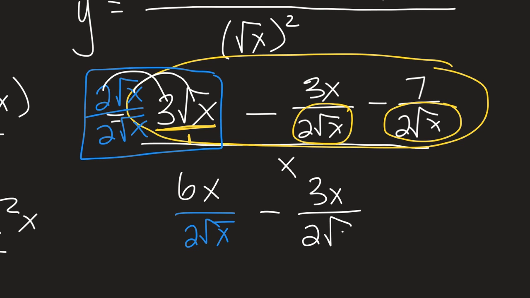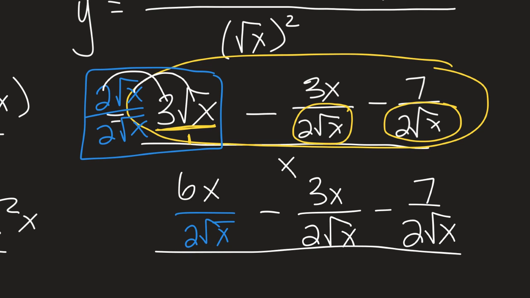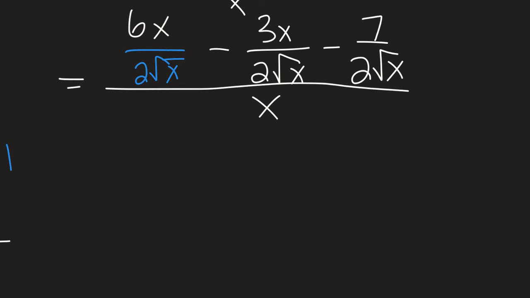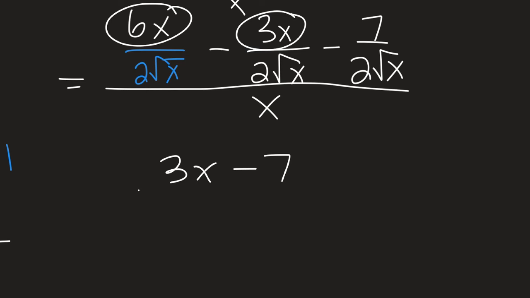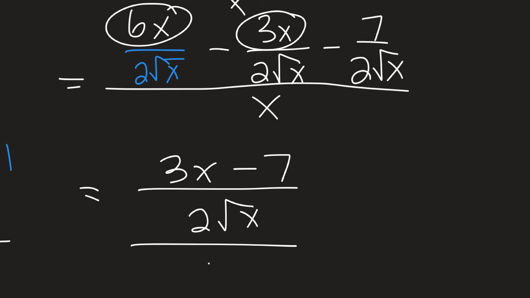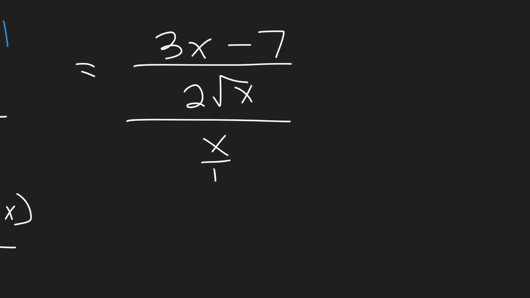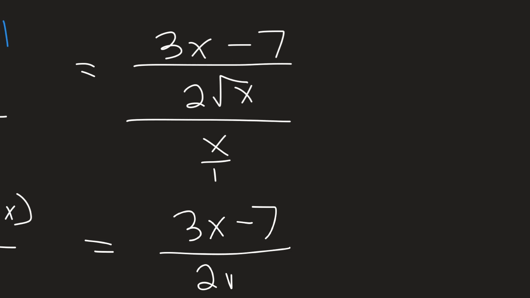Okay, so now I have something that might look more complicated to begin with, but it's actually going to help us out a little bit, because now I can combine all of these fractions on top. So it's 6x minus 3x, that's a 3x, and then minus 7 all over 2 root x, divided by x. So now my last step, rather than dividing by a fraction, I'm going to multiply by the reciprocal. So 3x minus 7 over 2 root x times 1 over x.